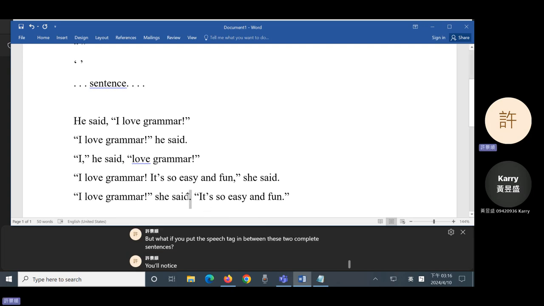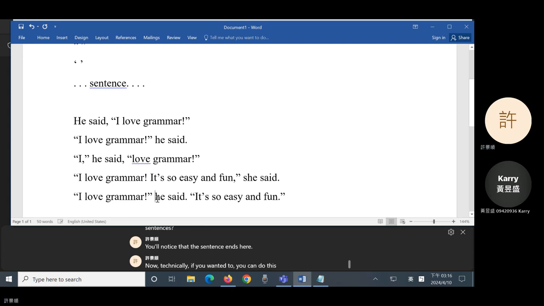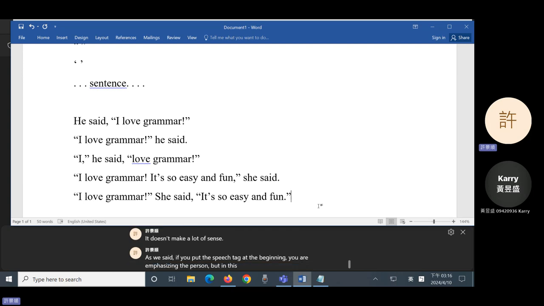You'll notice that the sentence ends here. Now, technically, if you wanted to, you can do this. You can make the speech tag part of the second sentence. This is very uncommon. In terms of style, it doesn't make a lot of sense. As we said, if you put the speech tag at the beginning, you are emphasizing the person. But in this case, you have already started with a quotation, so the emphasis is not very clear. There's no real reason to do it this way. So usually, if the speech tag comes between two complete sentences, we make it part of the first sentence.